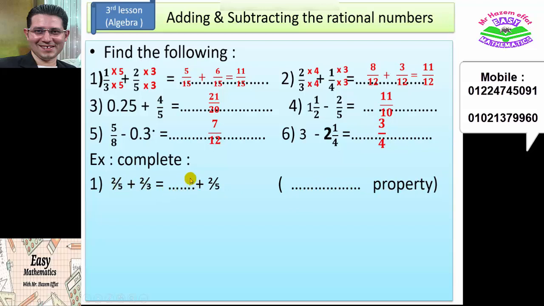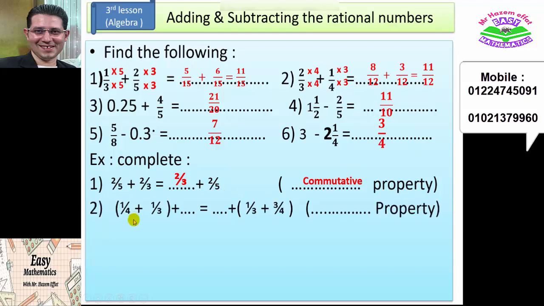I think to find this space, the other side helps us here. He wrote 2 over 5 and 2 over 5 here, so this space will be 2/3. And what about the name of this property? When we change the places of the numbers in a rational number, the result will be the same. That means when we change their places, the result doesn't change. It will be commutative property. Repeat with me, commutative.